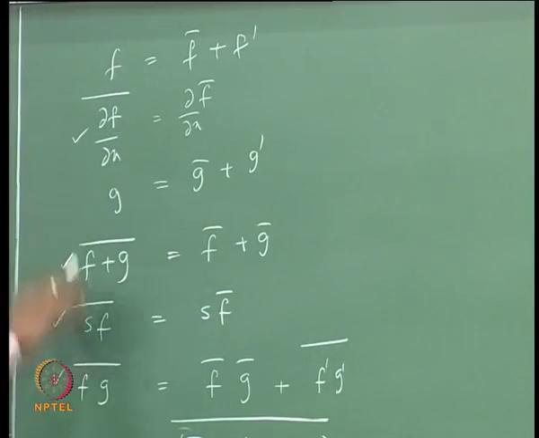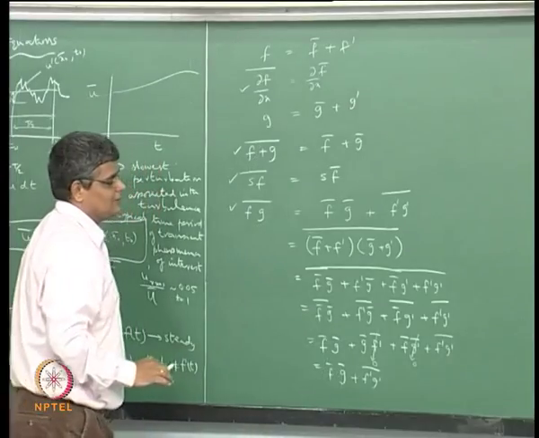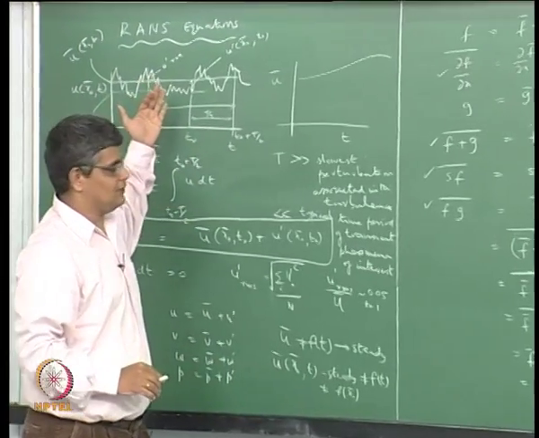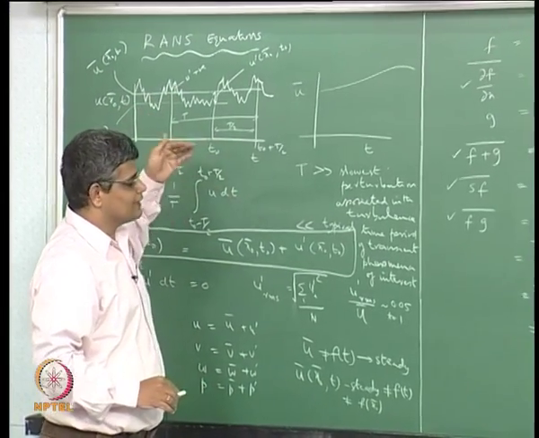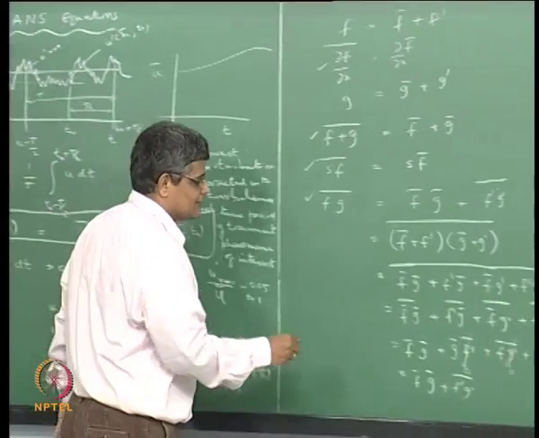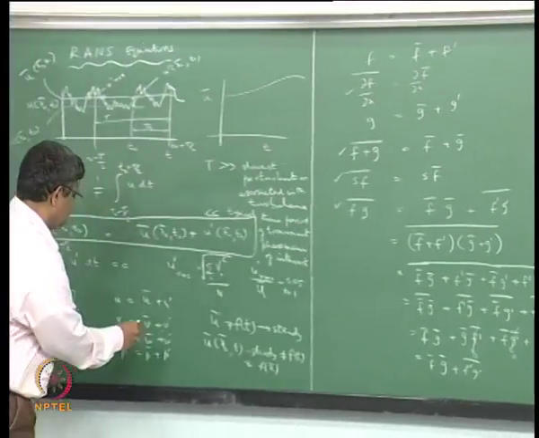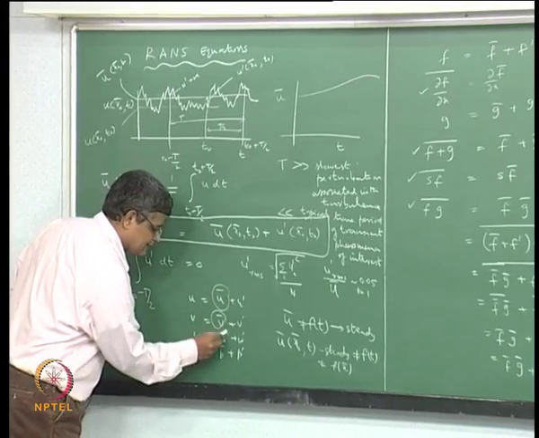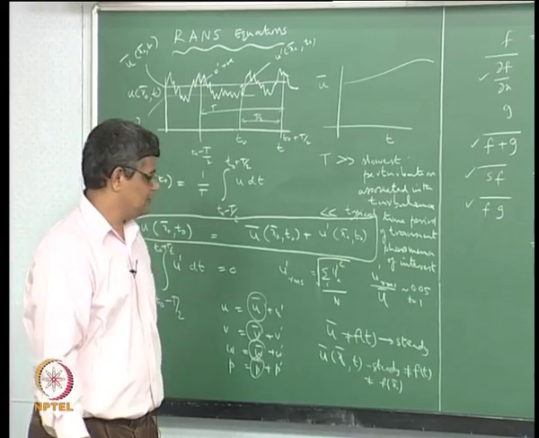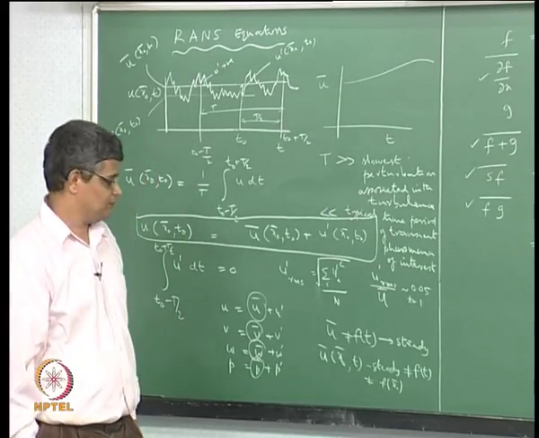Making use of these simple relations, we can start looking at time averaging of the Navier-Stokes equations and derive the time average form of the Navier-Stokes equations, in which the time average quantities, that is U bar, V bar, W bar and P bar, will appear as the primary variables which we would like to solve for.